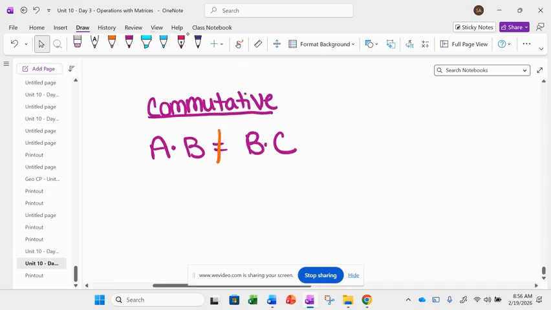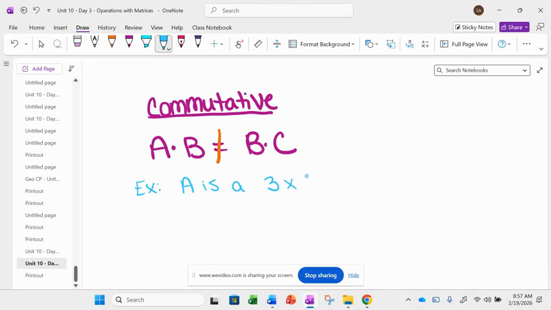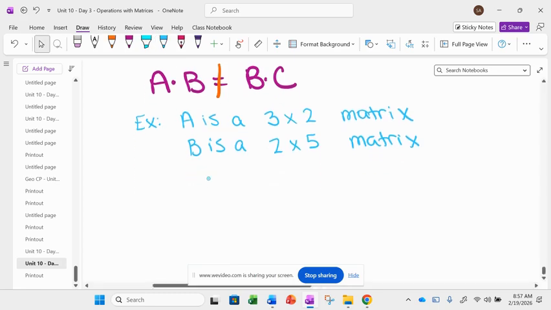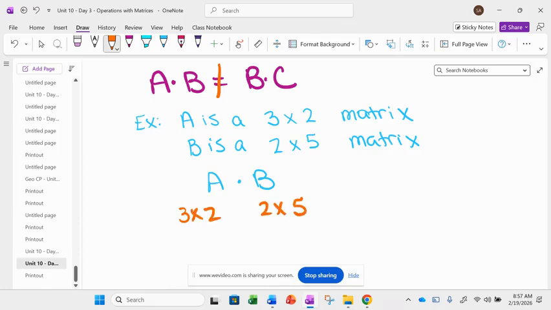And an example would be if A is a 3 by 2 matrix, B is a 2 by 5 matrix, we would have A times B, and that would be a 3 by 2 and a 2 by 5. And so would it match up the rows and columns that we need to match up?